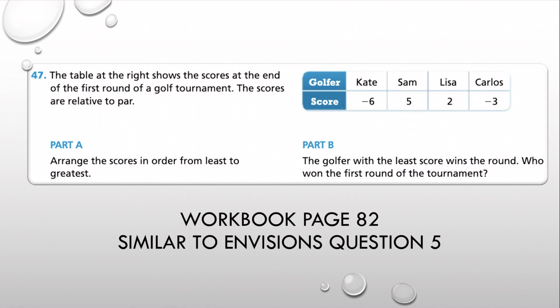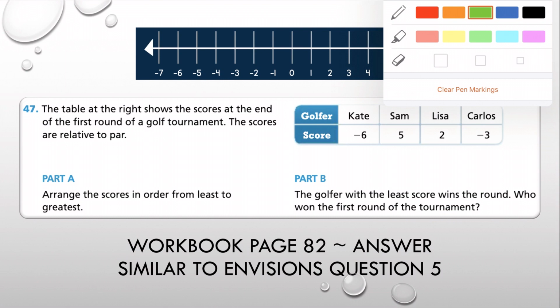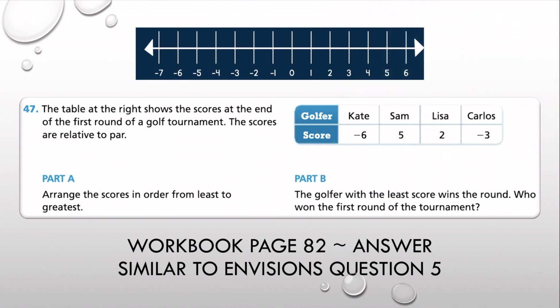Arrange the scores. So the scores as they are, we want to arrange them from least to greatest. So a good way to do that is to think about where these numbers are on the number line. So I'm going to plot those first. So let's talk about Kate's score, -6, would be around here. Sam's score of +5 would be over here. Lisa's score of +2 would be over here. Carlos's score of -3 would be over here.